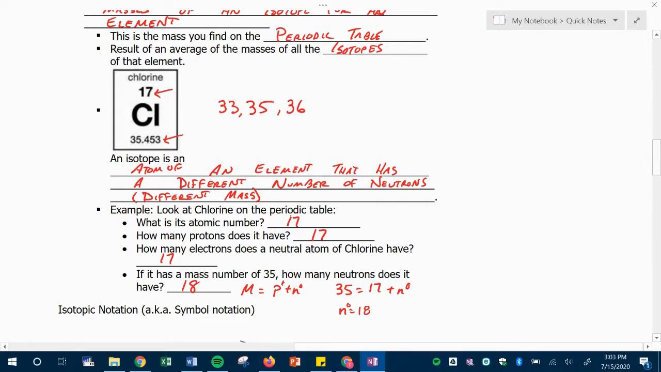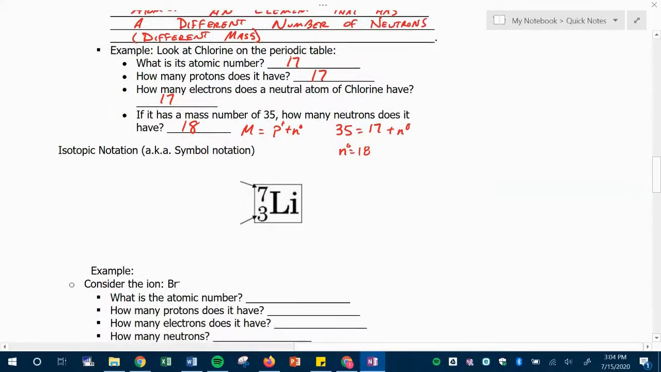And so now that we've talked about this idea of looking at masses and atomic numbers and symbols, let's talk about our way of showing it. It's through what we call isotopic notation, or symbol notation. Now, our way of writing symbol notation is to write the symbol that you'd see on the periodic table for that element. And then there are three spots where we write numbers.